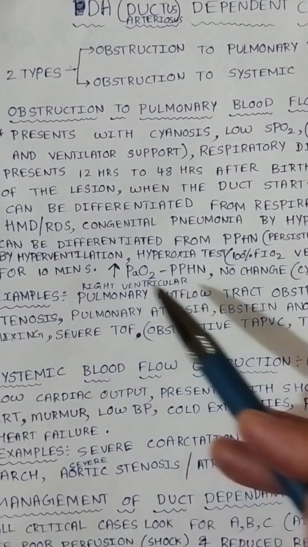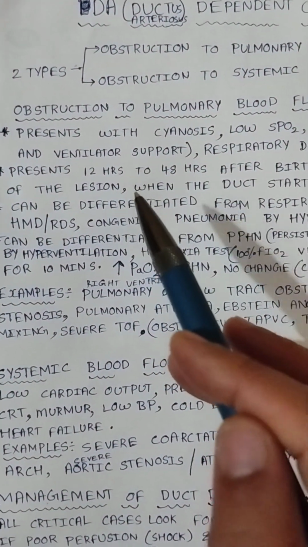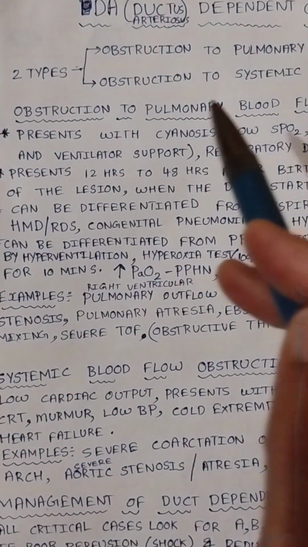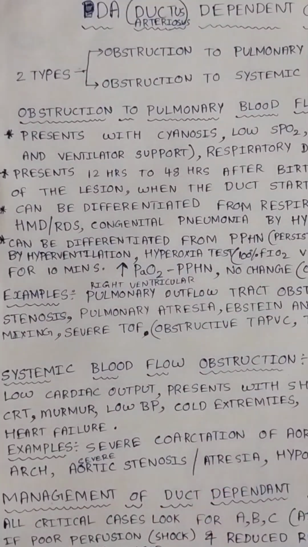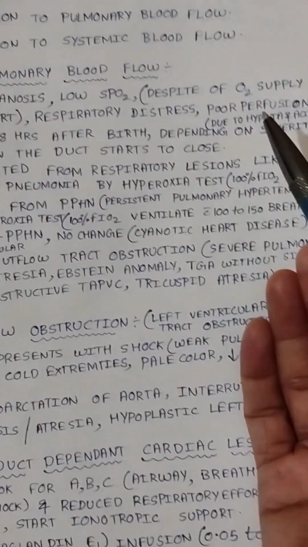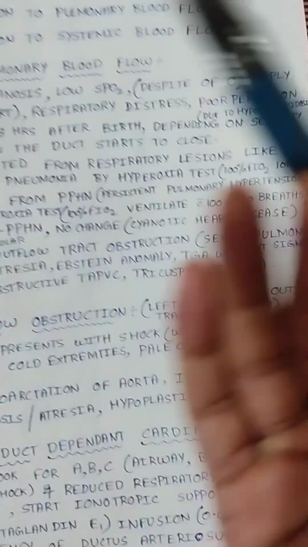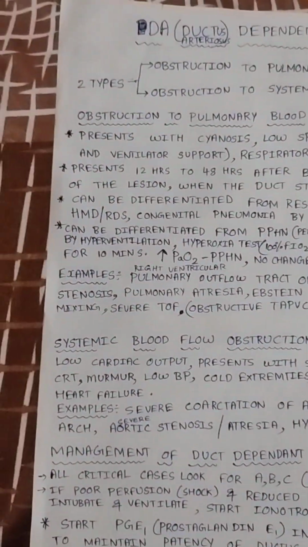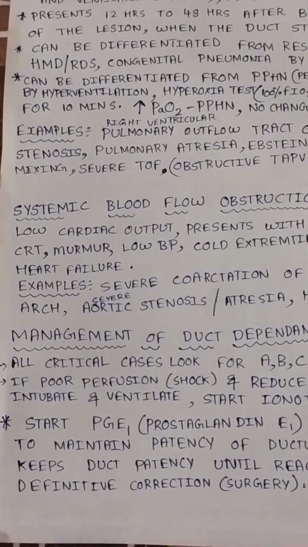So these lesions are ductus arteriosus dependent. When the ductus arteriosus gets closed, these lesions will present. If you leave it like that without treatment, the baby can go into shock, hypoxia, acidosis, poor perfusion, and finally the baby may die. Next is systemic blood flow obstruction.